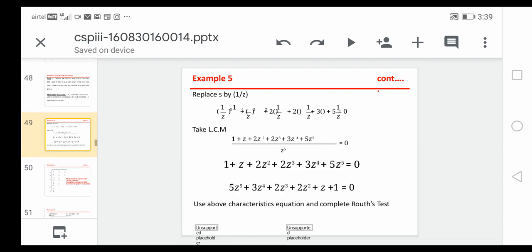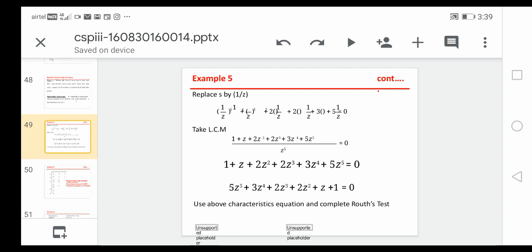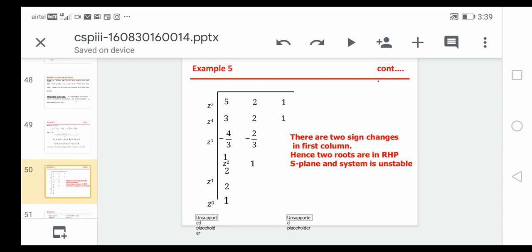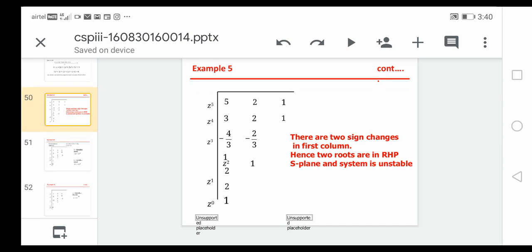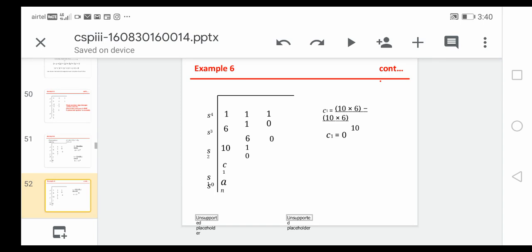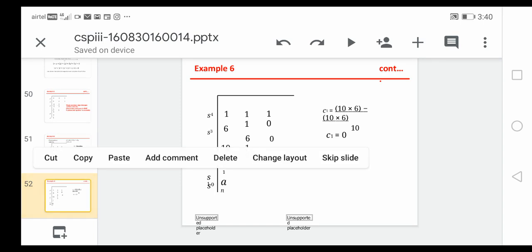Or what you can do is replace s with 1 by z, and then you get the equation in a form like this, with terms like 5z to the 5 and so on. Then you do the same process, and you are going to find whether the system is unstable or stable. Just replace s with 1 by z and write the same equation. This is what you do whenever you get a 0 in the first position of a row.